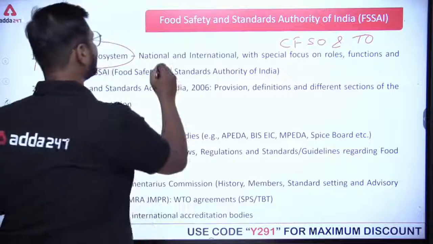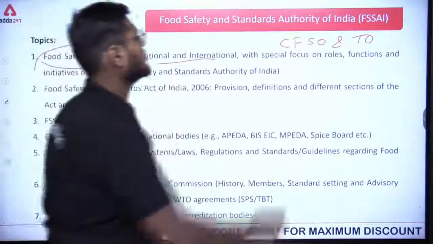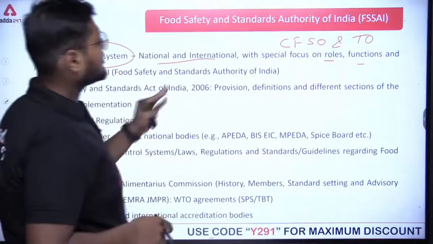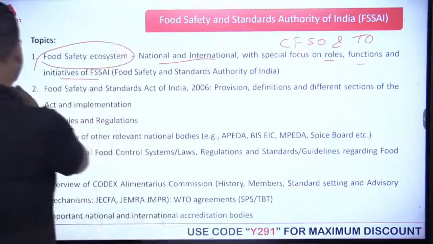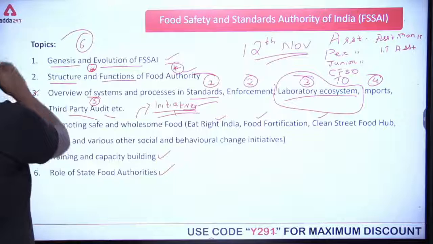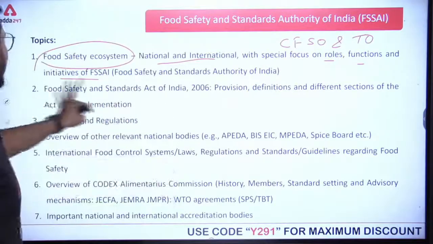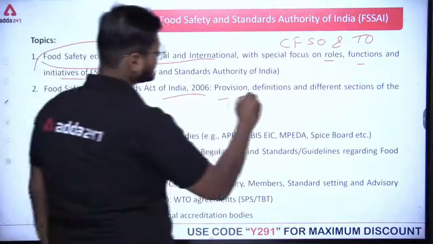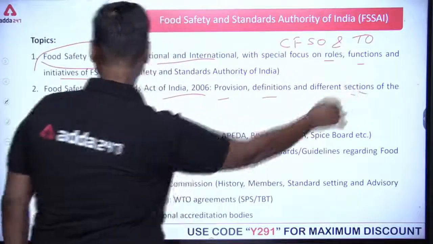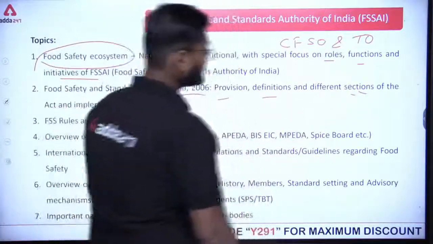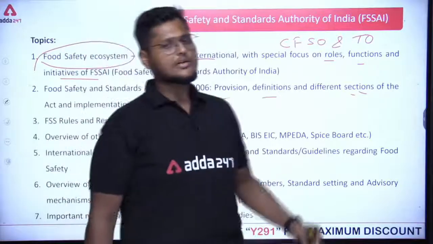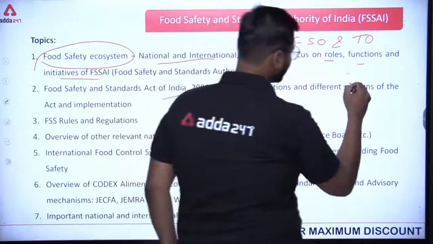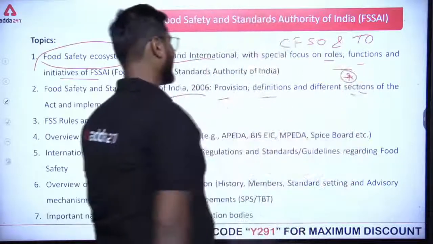National and international food laws with special focus on roles, functions and initiatives of FSSAI. This portion has already been covered, so we don't need to repeat the first one. Second, Food Safety and Standards Act of India 2006: the provisions, definitions and different sections of the Act and its implementation. Many of you have a doubt whether the different sections will be asked for assistant or not. No, the sections are going to be asked only for CFSO and TO.